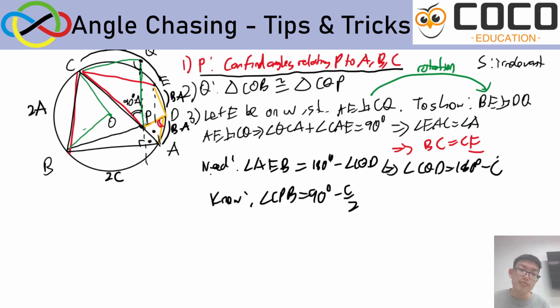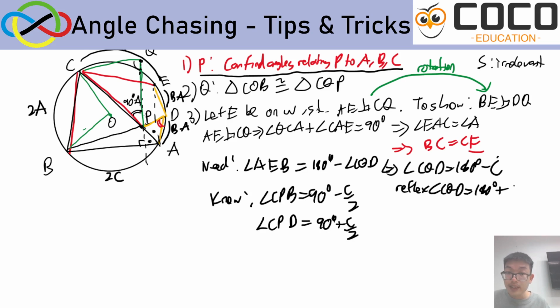Until I realized that, oh yeah, I can actually take their supplementary angles. CPD is 90 plus C over 2, and for CQD, I can say that the reflex angle is 180 plus C. Now this is twice of that as well. CQD is supposed to be twice of CPD, when I already know that CQ equals QP, and this is twice of that.